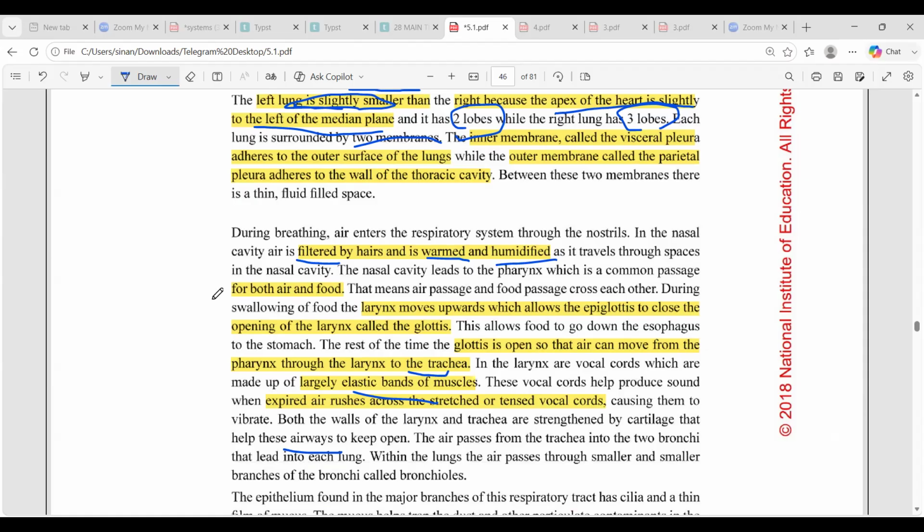which is a common passage for both air and food. See here, it is the common passage for both air and food. That means the air passage and the food passage cross each other.